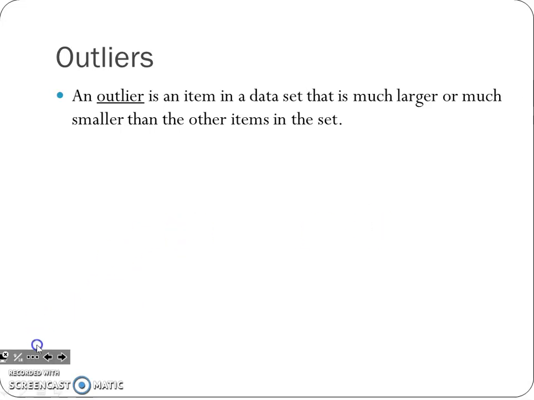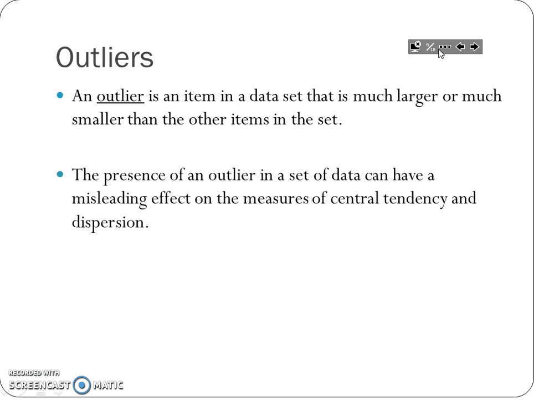Okay, the last thing we're going to talk about here is going to be outliers. An outlier is just a number in a set of data that's much larger or much smaller than other items in the set. Having outliers in your data can cause it to skew some of it. So we're going to look and see what having an outlier will do.